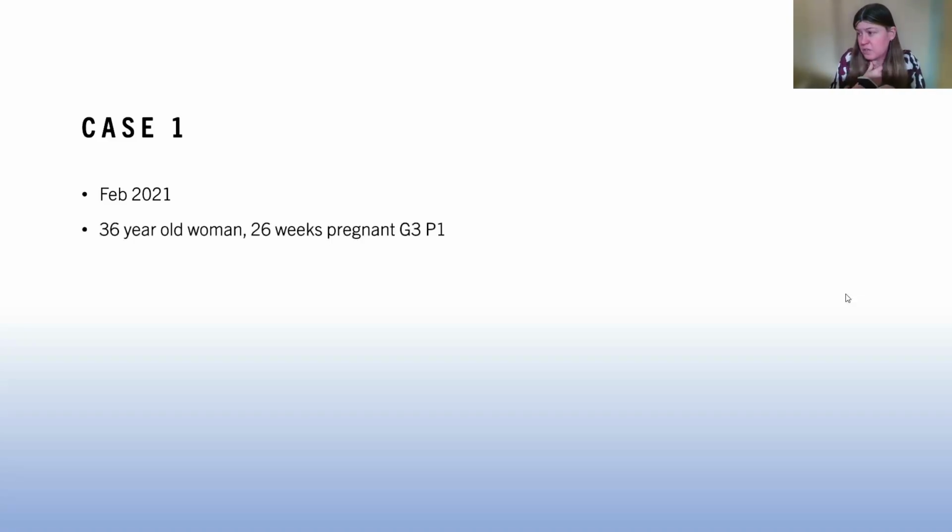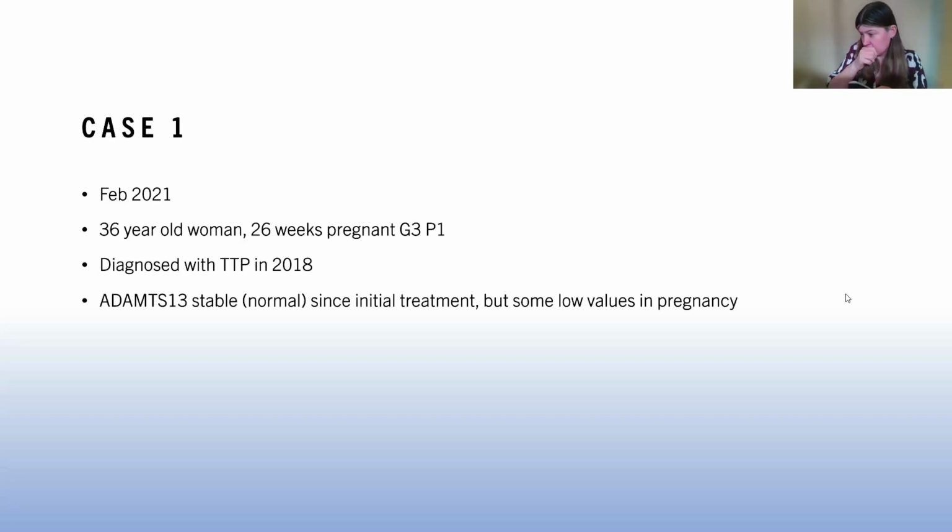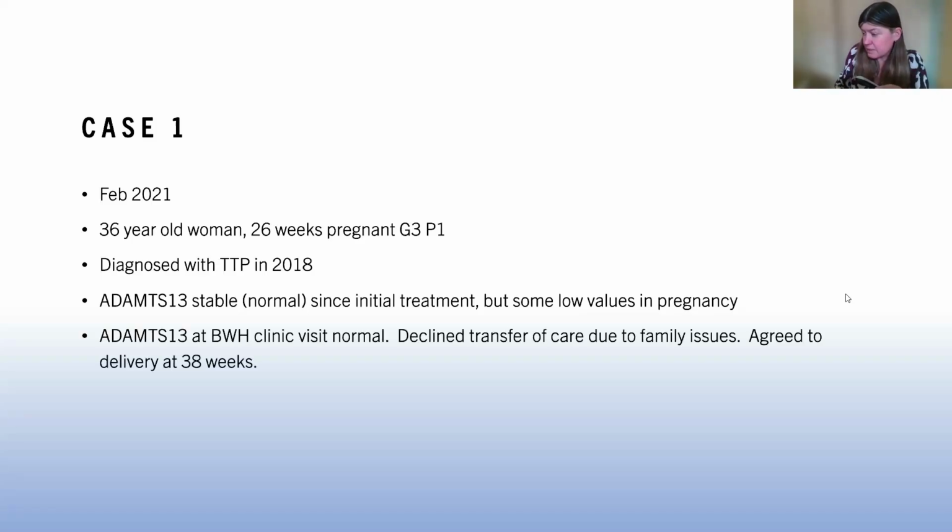So this was a lady who was aged 36 and was 26 weeks pregnant. She'd had one previous baby and one previous pregnancy loss. She'd been diagnosed with TTP in 2018, which was after her first delivery. So this was the first pregnancy after the TTP diagnosis. She'd done very well with her TTP treatment and her ADAMTS13, which we are able to monitor, was completely stable. But once she got pregnant, we did start to see some low values. And that is a normal phenomenon, that a woman who's been stable but then becomes pregnant will often slightly drop their ADAMTS13 value when they're pregnant.